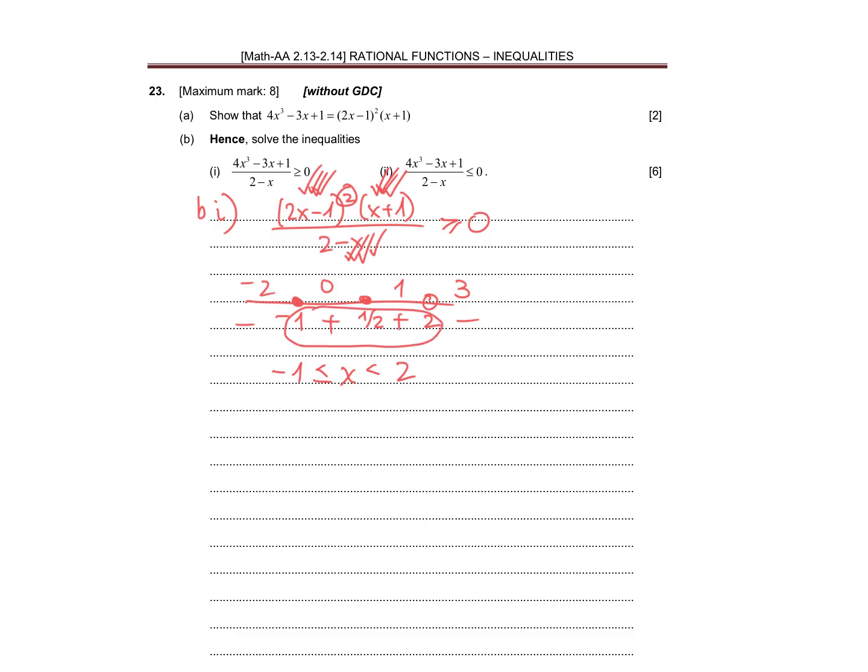All right, so for double I, we've got (2x minus 1) squared, (x plus 1) over (2 minus x) less than or equal to 0. So we use the same sign diagram. It's less than or equal to 0 up until negative 1, or x equals 1/2, or x greater than 2.